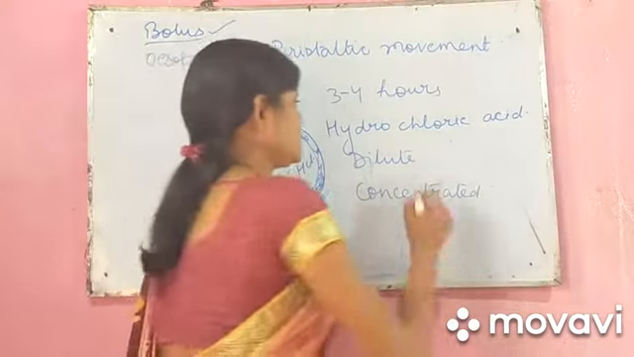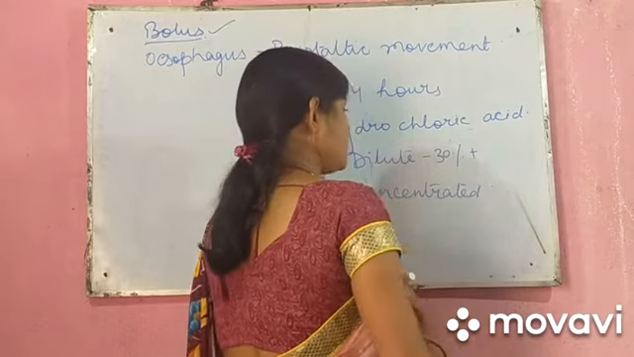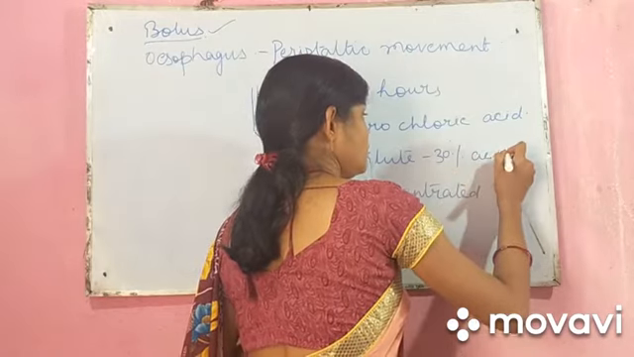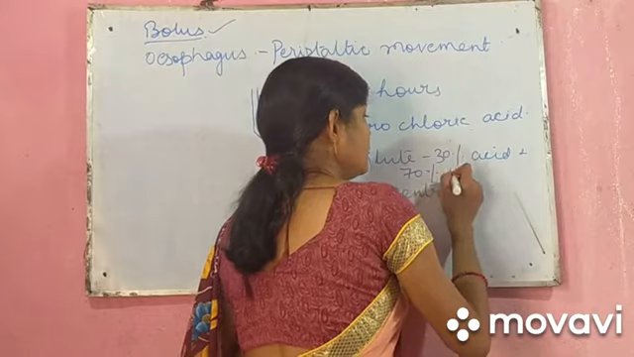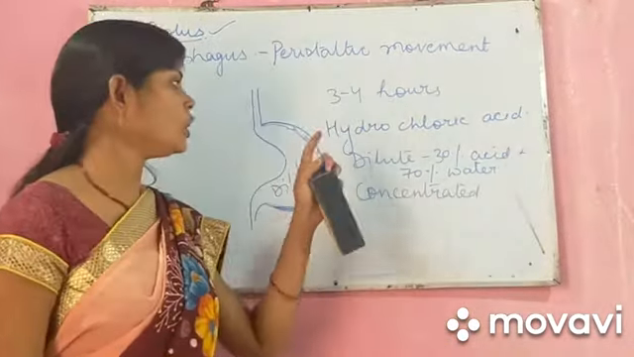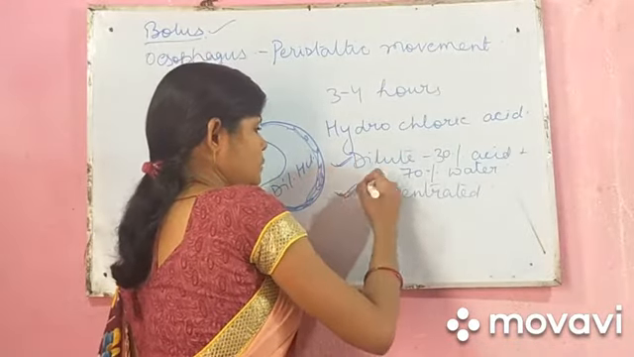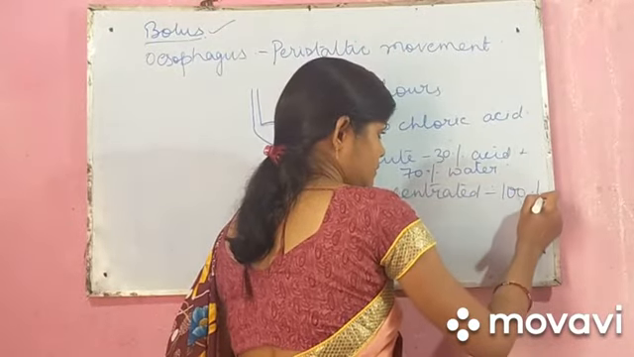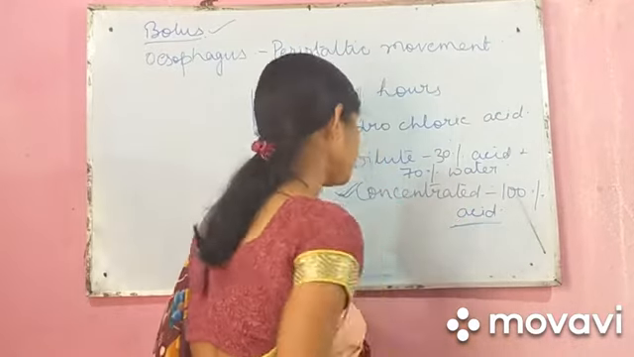Diluted acid means 30% acid and 70% water is present. That means the amount of water is more than the acid. This is less powerful in comparison to the concentrated one, and concentrated means 100% acid. It is strong. It is very much powerful.